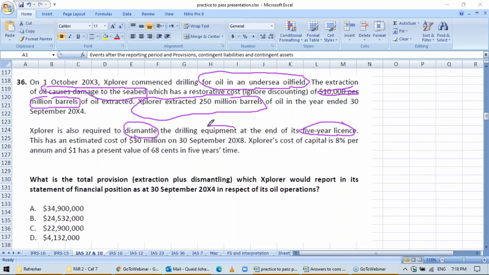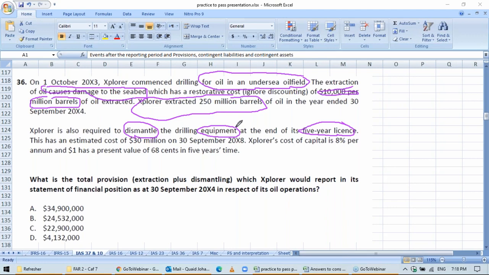So now there's a question: suppose that Explorer has not installed the equipment to drill out the oil, will they have to dismantle it? No. Now, why does the company get bound to dismantle it after 5 years? Due to the installation of the equipment. So it is the installation and fixing of the equipment which will make them dismantle it. So have they installed it or not? Yes, they have installed it. They have started drilling it out.